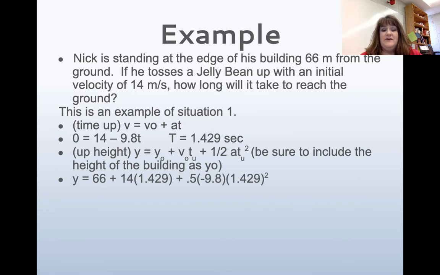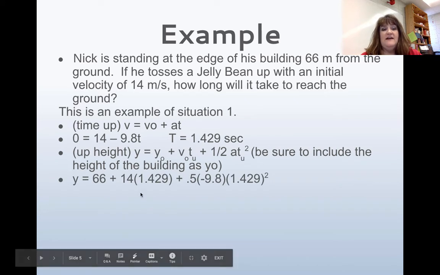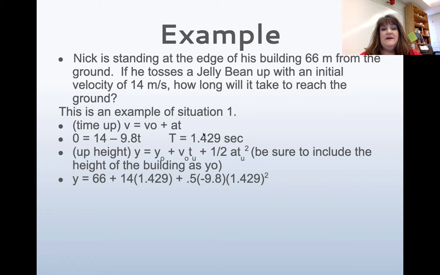So plugging in the values, notice that your v naught is positive and your acceleration is negative. And this is a linked question because I have to use the time up that I just found in order to find the height. That does mean that you will have a double rounding error. So calculation, the ultimate height would be 75.990 meters.